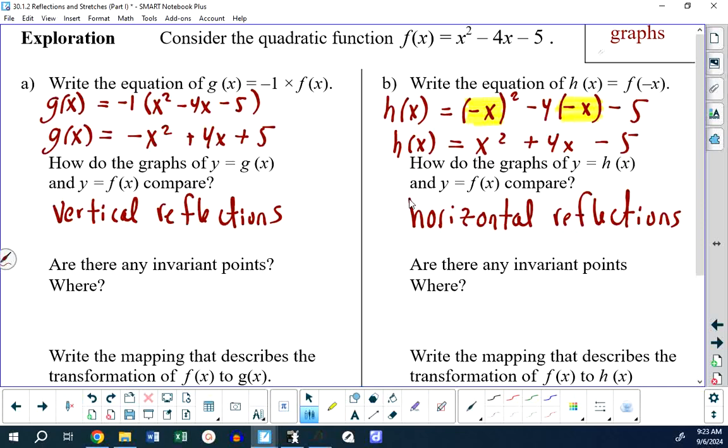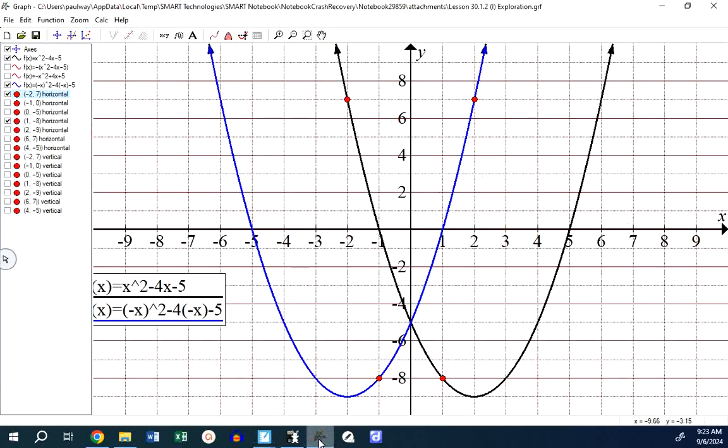Are there any invariant points, and where are they? Well, I could just summarize this by saying there will be invariant points anytime there's a point on the line of reflection. But let's be more specific here. We've got the horizontal one pulled up right now. The invariant point on the horizontal is this point, 0 comma negative 5.